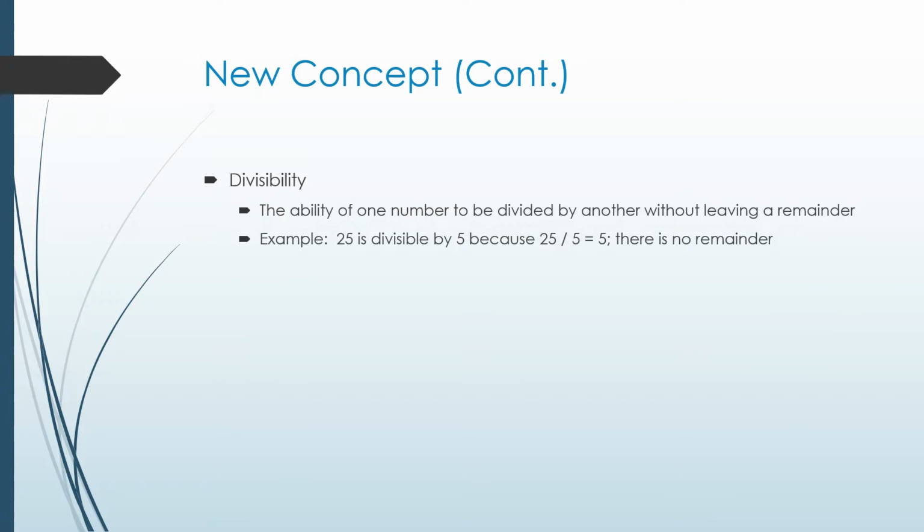So here's an example. 25 is divisible by 5, because if you do 25 divided by 5, there's no remainder. The answer is just 5. 25 is not divisible by 2, because if you divide 25 by 2, you end up with 12 remainder 1. So that can't be divisible.